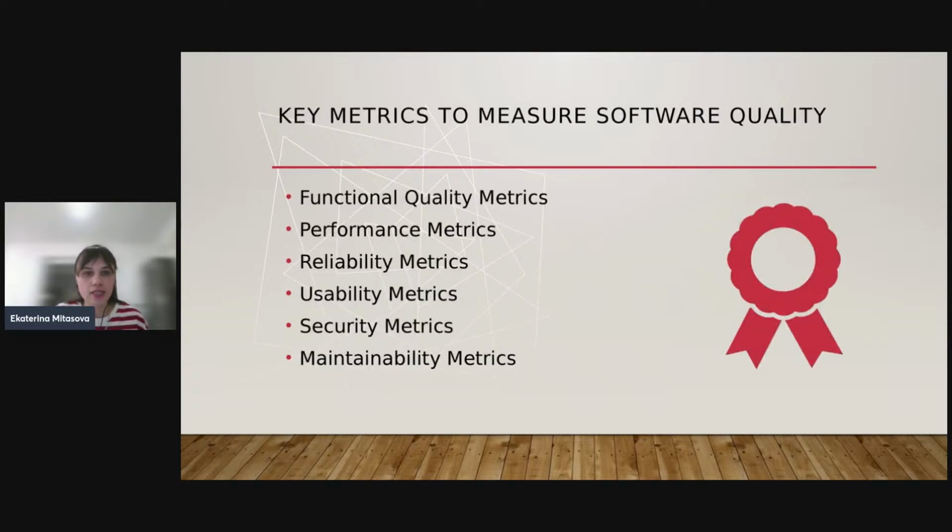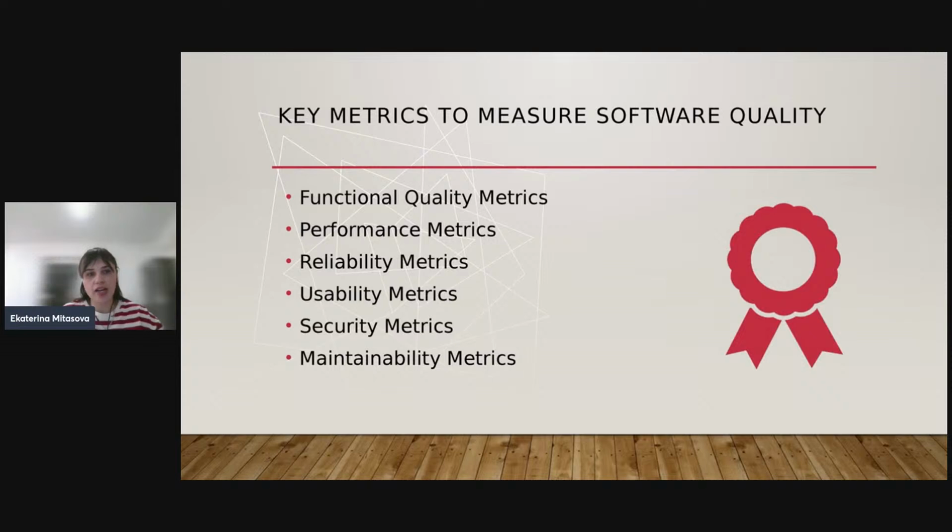So now let's have a look at the key metrics to measure software quality. Each measurable attribute in software quality corresponds to some specific metrics. So you can see in your slide these typical metrics. The first one is the functional quality metrics. It measures how well the system conforms to functional requirements. So here we can measure, for example, defect density.